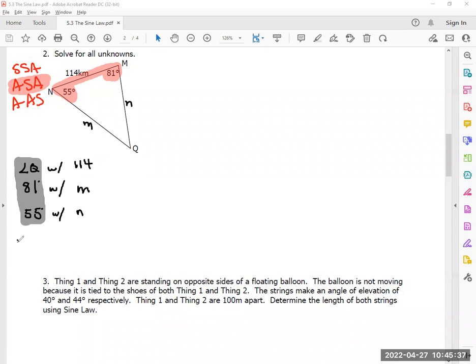Okay, so once again, I know the total interior angles of a triangle is 180. So 180 minus 81 degrees minus 55 degrees is going to be angle Q, which is 44 degrees. So Q, I'm going to actually replace it right here. It's 44 degrees.